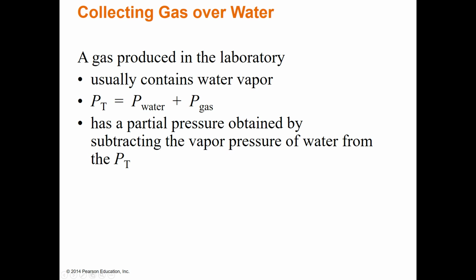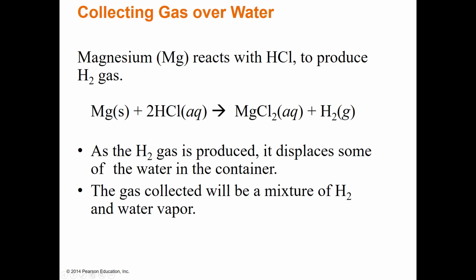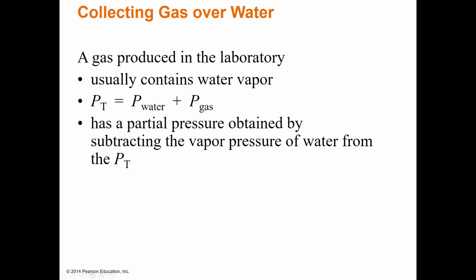The gas produced in the lab has a partial pressure obtained by subtracting the vapor pressure of water from the total pressure. So if you are told in a problem that the gas is being collected over water, then you want to get the vapor pressure of water and subtract it from the total pressure that's given, and the vapor pressure of water is also usually provided at that temperature.